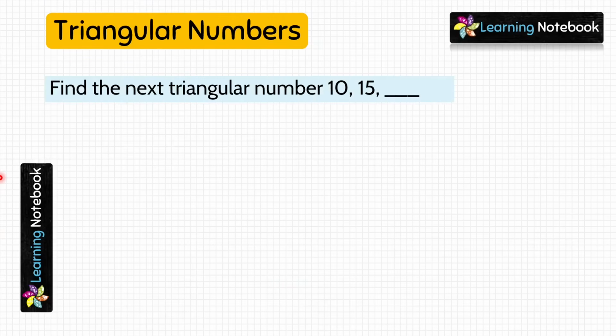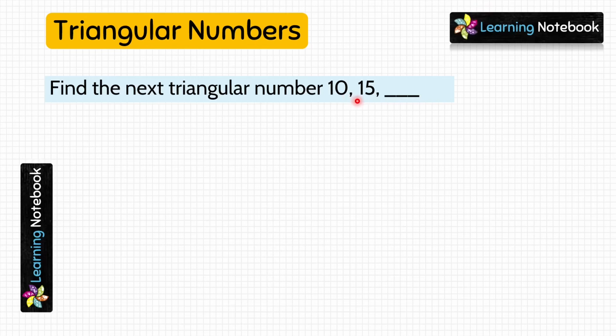Now let's do a different question. The question is, find the next triangular number: 10, 15 and then the next. So we are given two triangular numbers here, 10 and 15, and we have to find the next triangular number. So let's see how to solve such a question.